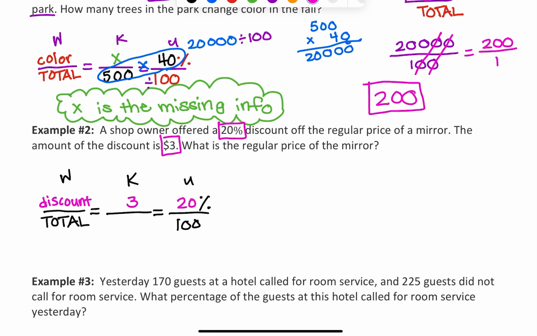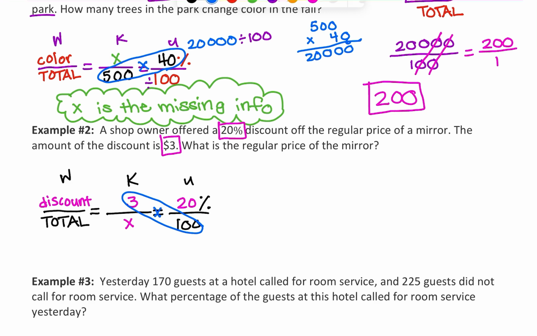And then remember, we have the missing piece, which is what? X. Okay. So that means when it says what is the regular price of the mirror, my X is going to be the total. So now we can solve. So we circle across. So this time I'm going the opposite direction. We cannot circle the X, and we multiply those.